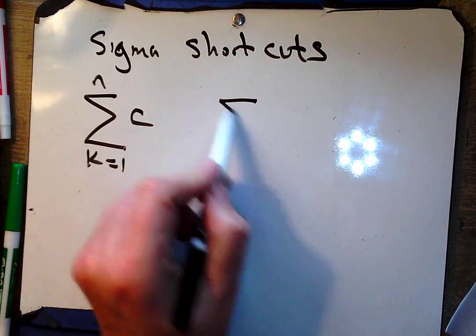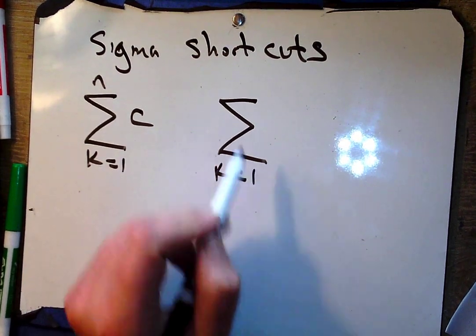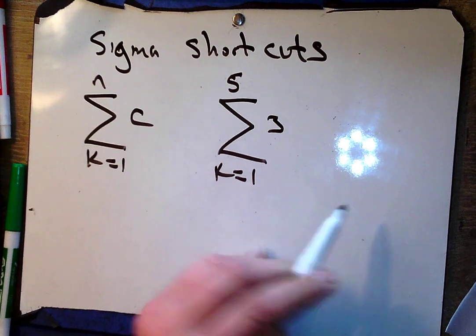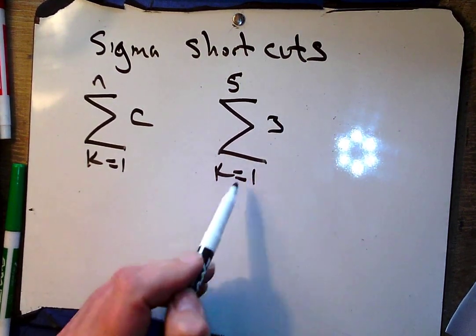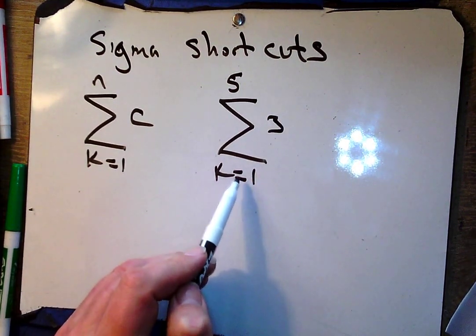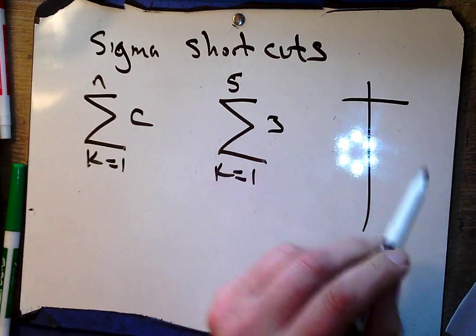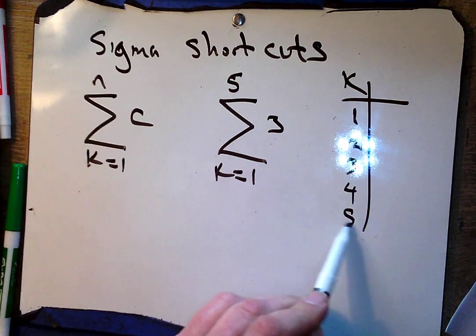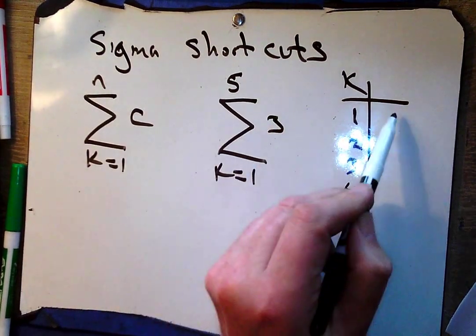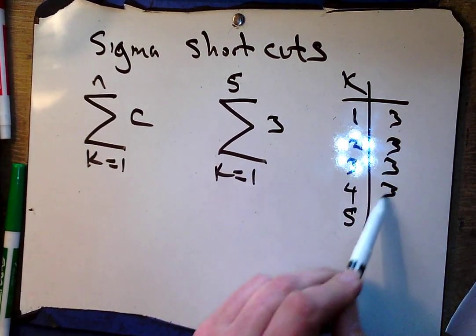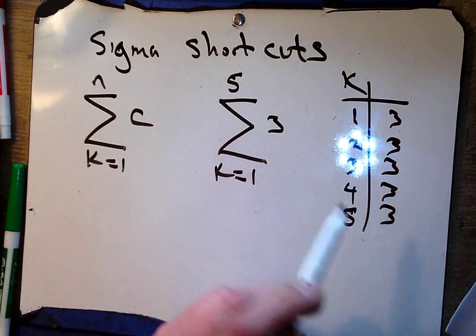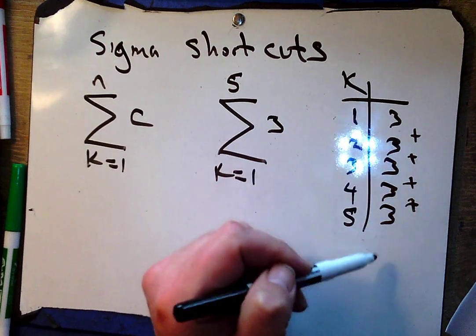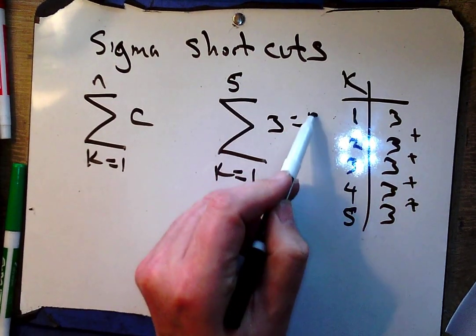So for example, k equals 1 to 5 of 3. Well, I don't have a little k here, so there's no place to plug in the numbers. So this is what happens. I plug in my k values of 1, 2, 3, 4, 5, except there's nowhere to plug them. That's okay. This thing just keeps saying, I'm 3, I'm 3, I'm 3. And then we add these up, so I have 5 times 3, I get 15.